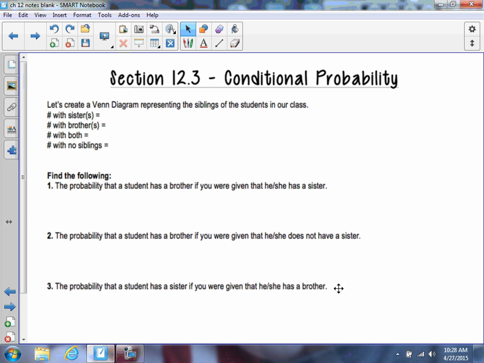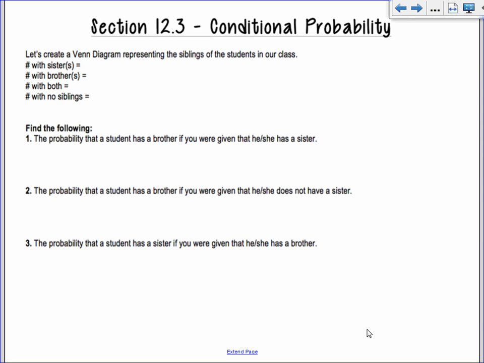Right, so section 12.3 is on what we call conditional probability. These are going to be questions like, find the probability that someone has a brother given that they have a sister. So you're going to be given something already. Like I said, we're going to do this with a Venn diagram to begin with.